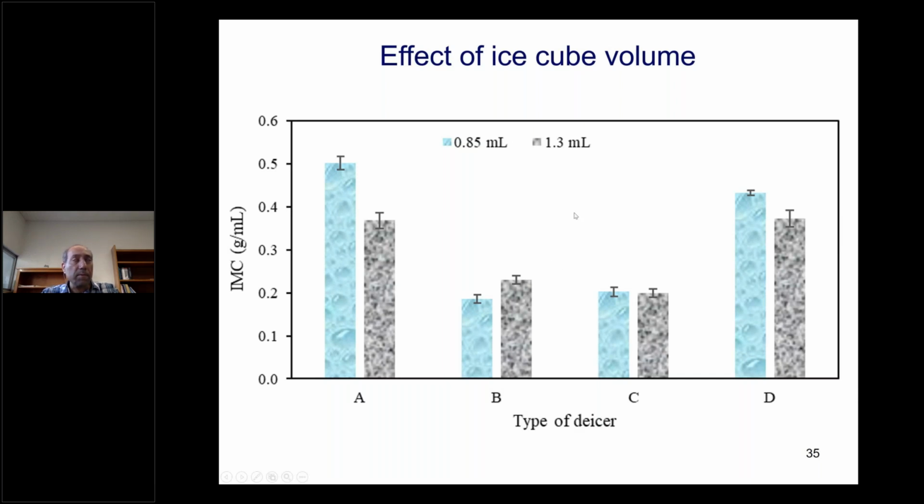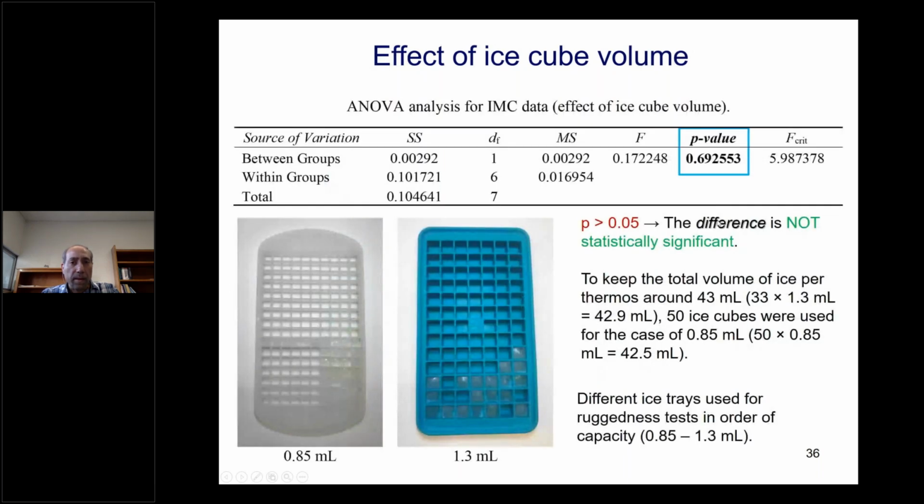But as I mentioned before, when we use these molds, we try to keep the total volume of ice constant. Because of that, we use more ice cubes. So ice melting capacities are presented here for, again, the deicers A to D. And the p-value is not significant again.